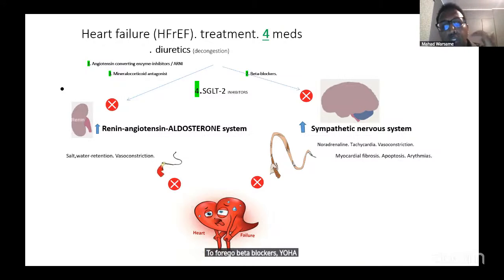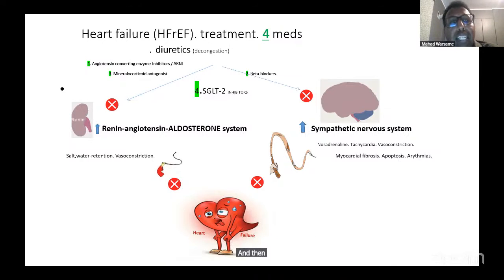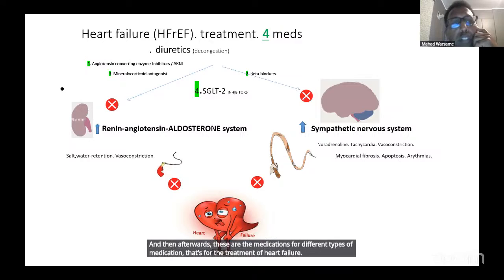But anyway, you start with diuretics. Give him diuretics so that he can breathe better. That's what we do. We give him diuretics. And then afterwards, these are the medications, 4 different types of medication, for the treatment of heart failure with reduced ejection fraction.